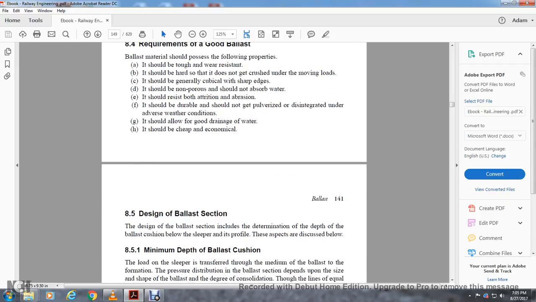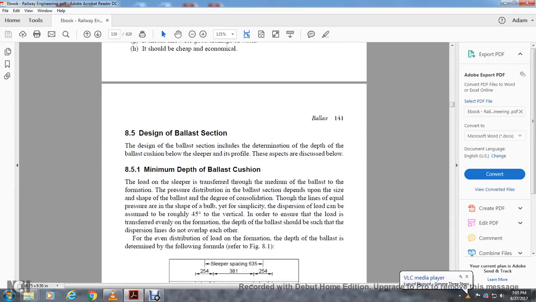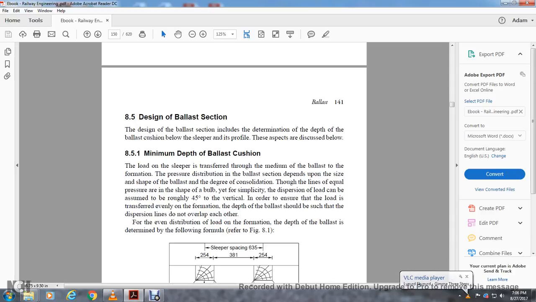8.5. Design of the ballast section. The design of the ballast section includes the determination of the depth of the ballast cushion below the sleeper and its profile, the aspects that are discussed below. 8.5.1. Minimum depth of the ballast cushion. Load from the sleeper is transferred through the ballast to the formation.